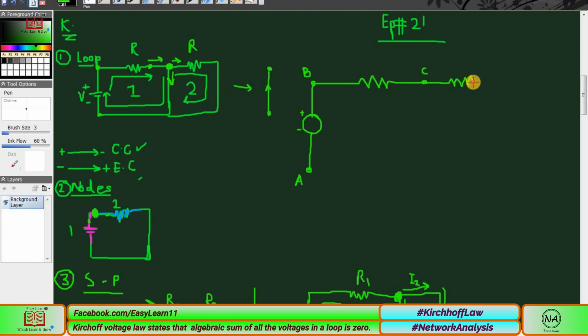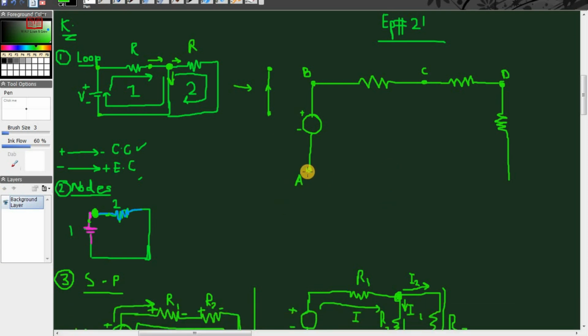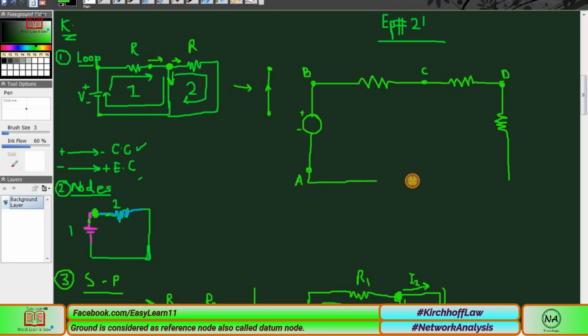I am adding another resistance here to verify the Kirchhoff voltage law. There is more than one resistance in this graph, also in this network, because this is one illustration of the Kirchhoff voltage law. There are other ways to define and explain the laws. One second. So this is point A, this is point B, C and D.